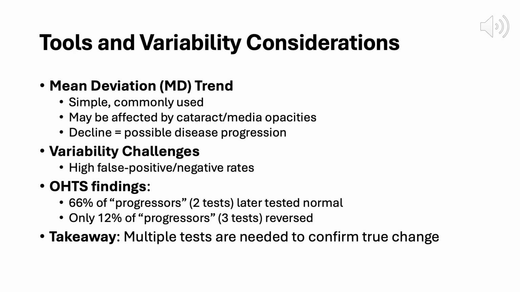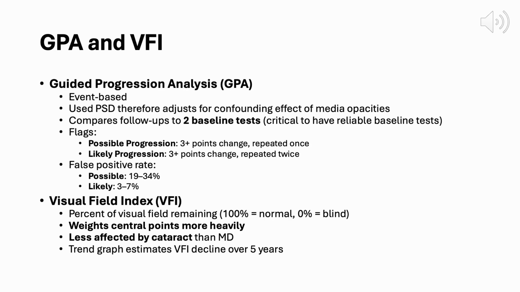The OHTS study showed that 66% of patients who seemed to progress after 2 tests later tested normal. But with 3 tests, this dropped to only 12%. Takeaway: don't rely on a single test. Multiple tests are needed to confirm true change.